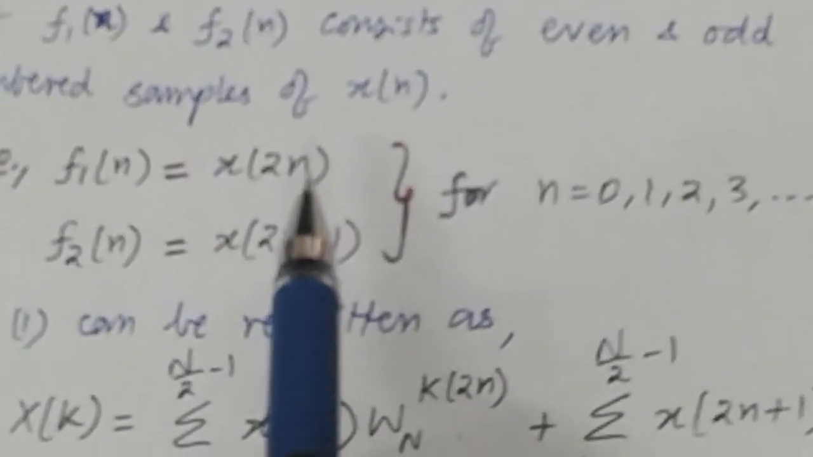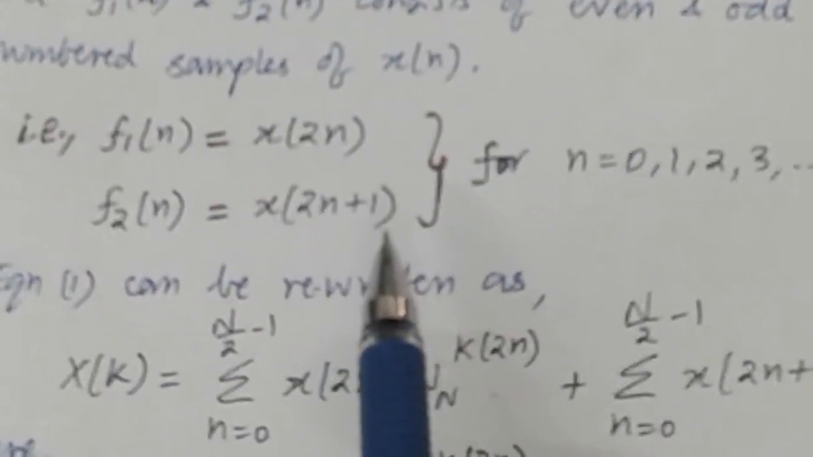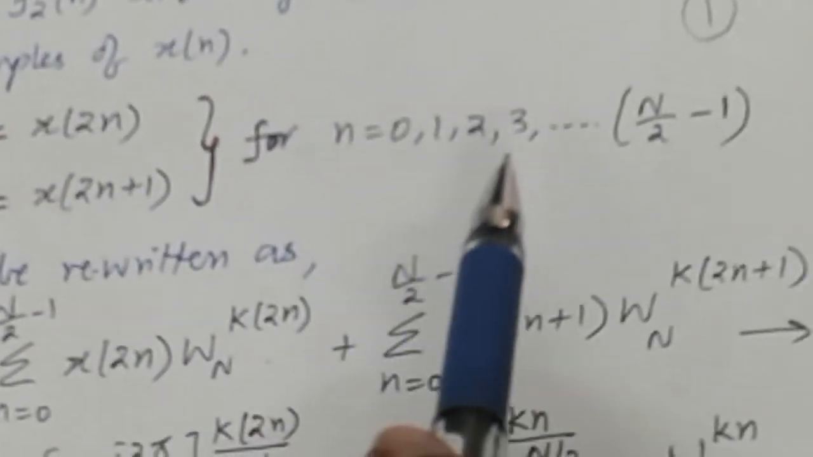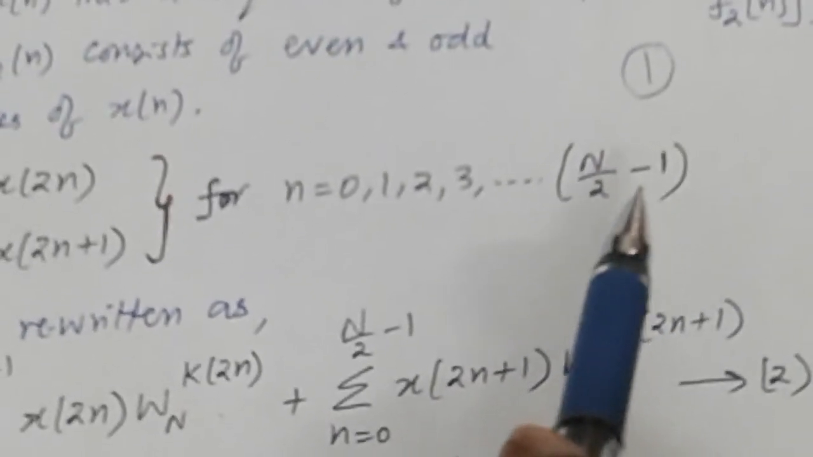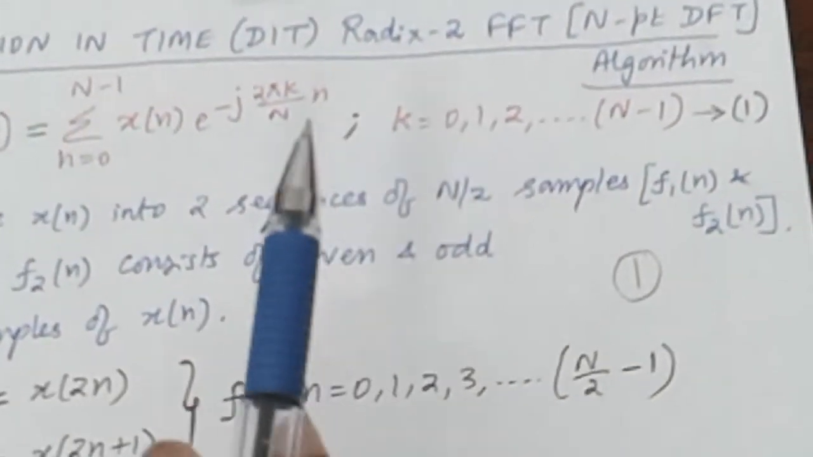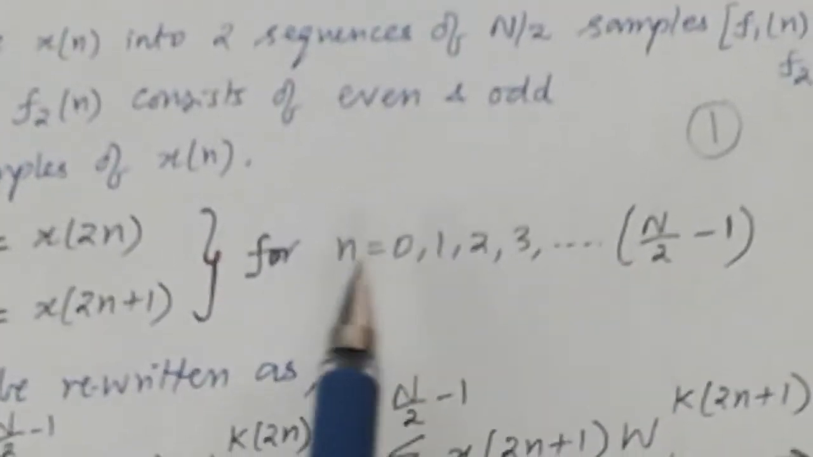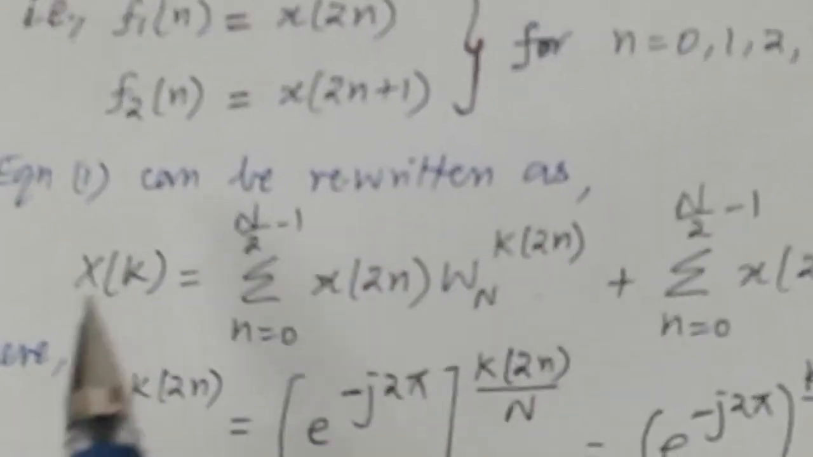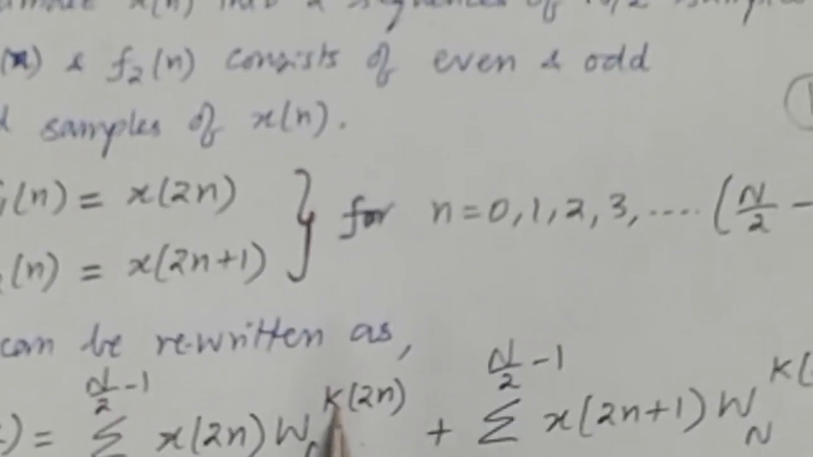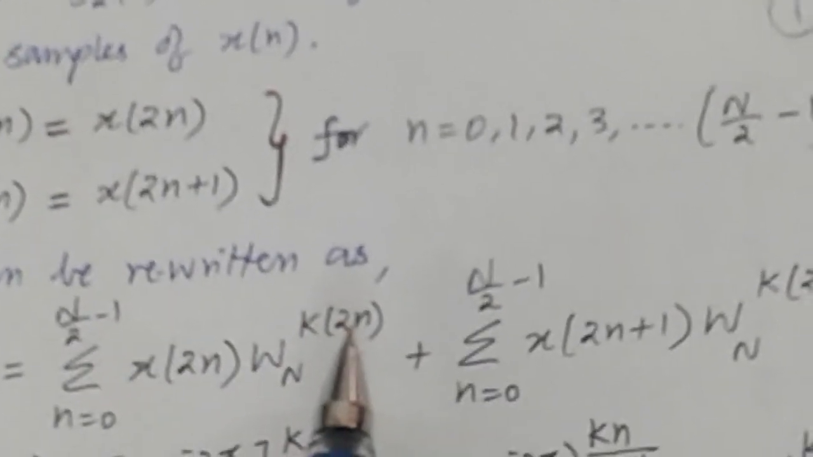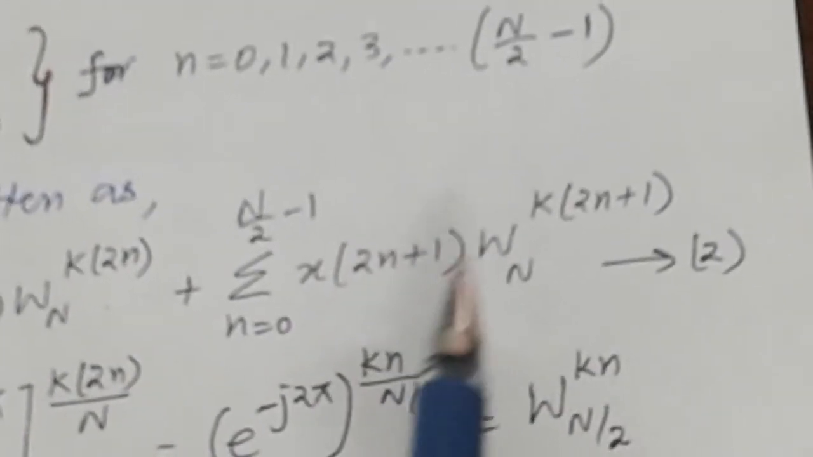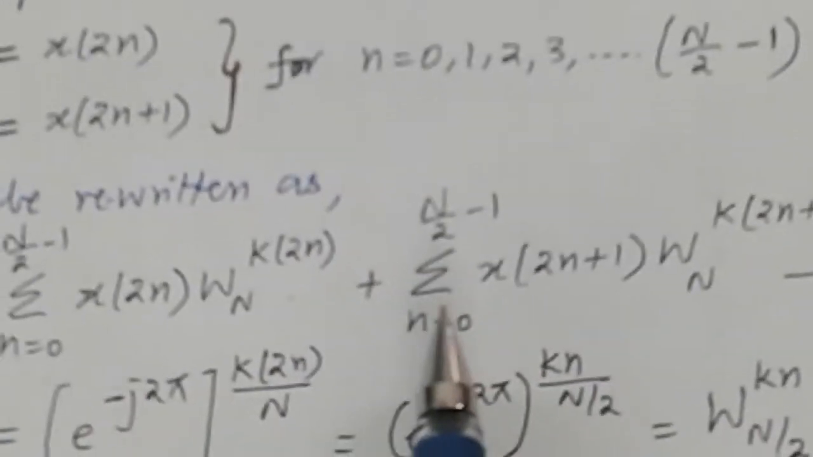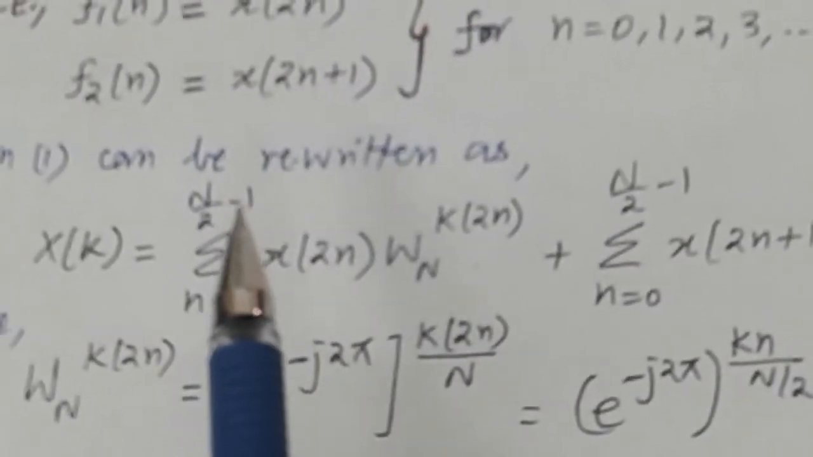Okay. So let f1 of n be equal to x of 2n, which is the even sequence, and f2 of n equal to x of 2n plus 1, which is the odd sequence, for n equal to 0 to capital N by 2 minus 1. Because the total number of samples is N, we are going to decimate into 2 halves. Therefore it is 0 to N by 2 minus 1. So equation 1, how can it be written? We are decimating into an even sequence and an odd sequence: X of k is the sum of x of 2n with W to the k 2n, plus x of 2n plus 1 with W to the k 2n plus 1. The limit is 0 to N by 2 minus 1, for both even and odd.